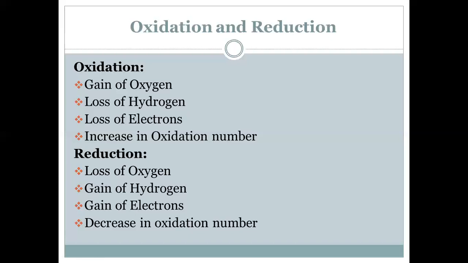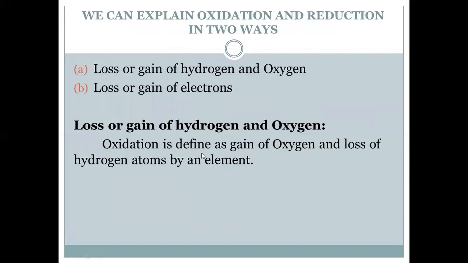Increasing oxidation number is oxidation, so decrease in oxidation number is reduction. So both processes are opposite of each other. We can explain oxidation and reduction in two ways. First, let us explain oxidation and reduction in terms of loss or gain of hydrogen and oxygen.